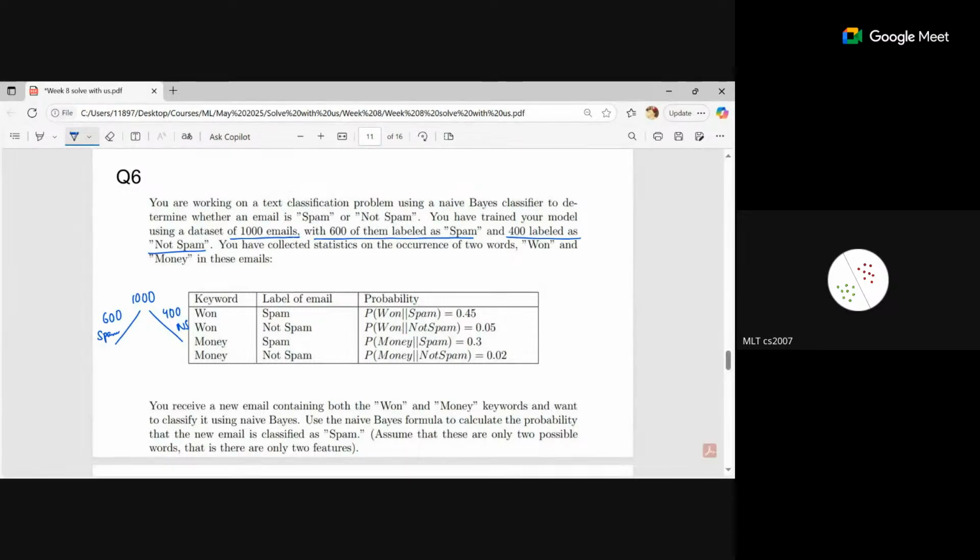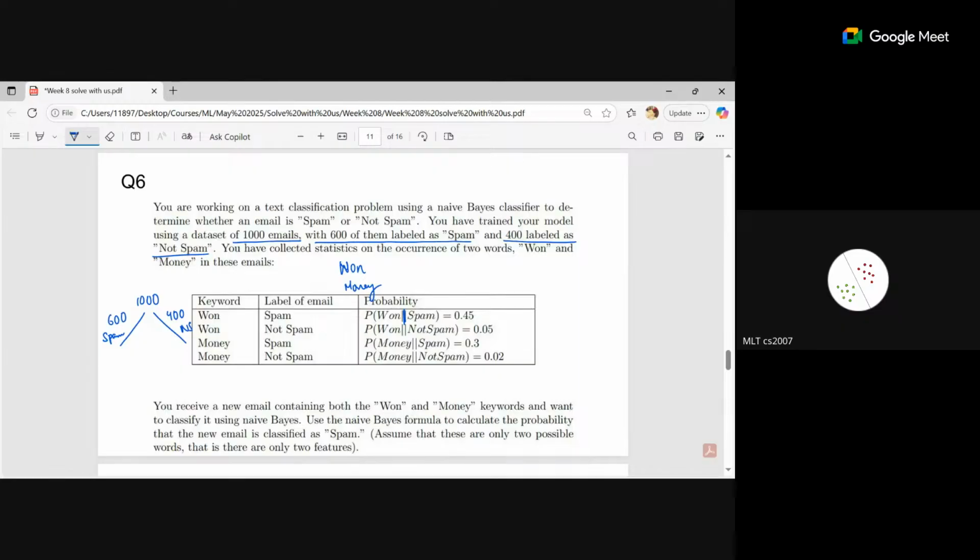Now you have collected statistics on the occurrence of two words. So we are looking at two words here, just two words. One is "one" and the other is "money". For the keyword "one", the probability of one given spam is 0.45. Probability of one given not spam is 0.05. Probability of money given spam is 0.3. And probability of money given not spam is 0.42. So these probabilities are known to you.